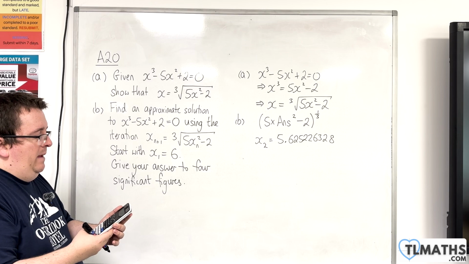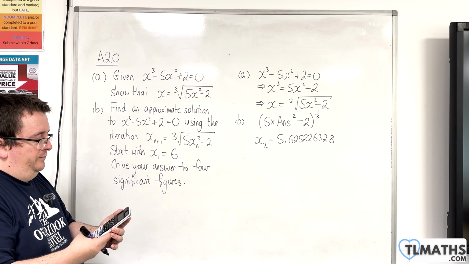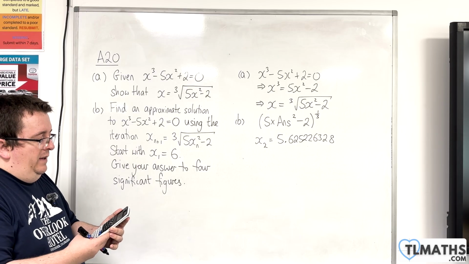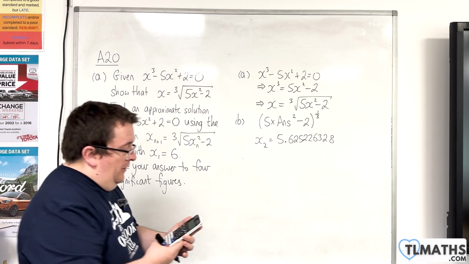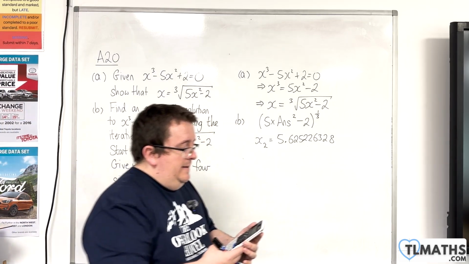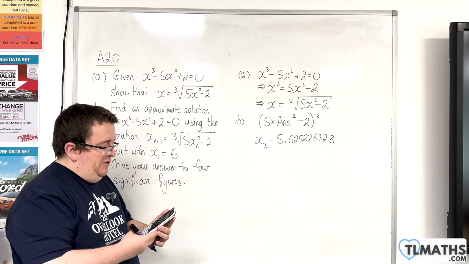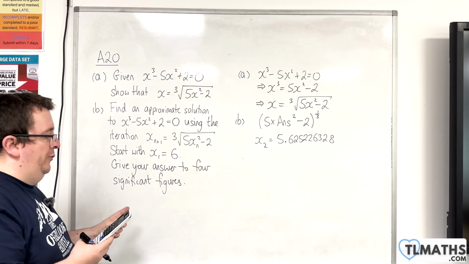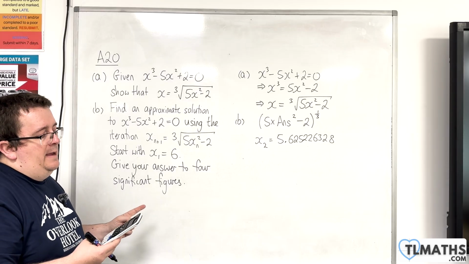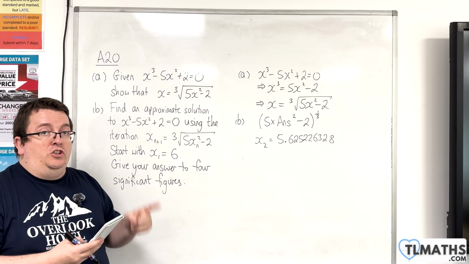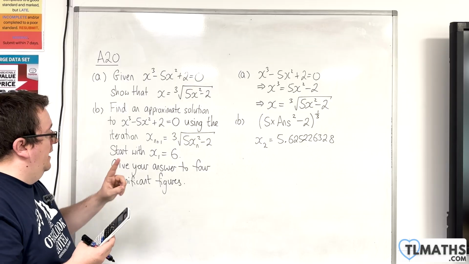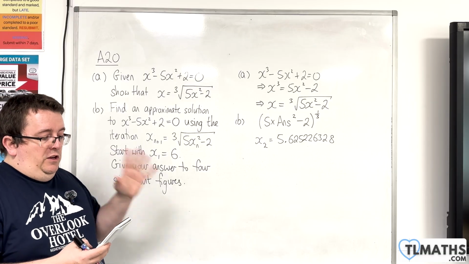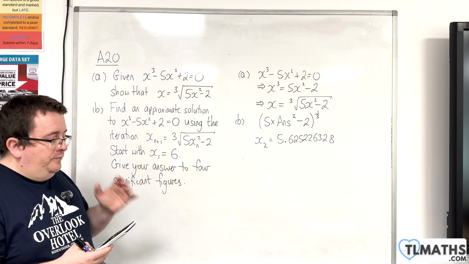Okay, now if you keep pressing equals, and you want to keep pressing equals a lot here because it's homing in quite slowly. The numbers are changing ever so slightly, okay? But what we want to do is give our answer to 4 significant figures, okay? And so essentially you just want to go as far along as you need to until the number of significant figures that you need isn't changing.